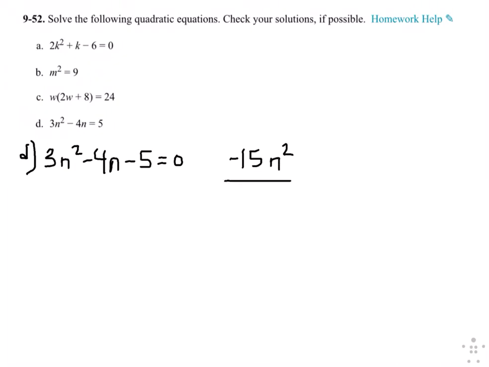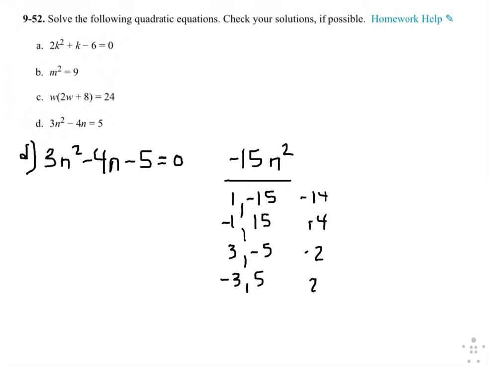So all the factors of that are 1 and negative 15. Again, I'm just saving some time. Negative 1 and 15. And then 3 and negative 5, negative 3 and 5. And added, I need a negative 4. So this is negative 14. This is 14. This is negative 2, and this is 2. So it's not able to be factored, right? So we've gone through our factoring, can't factor.